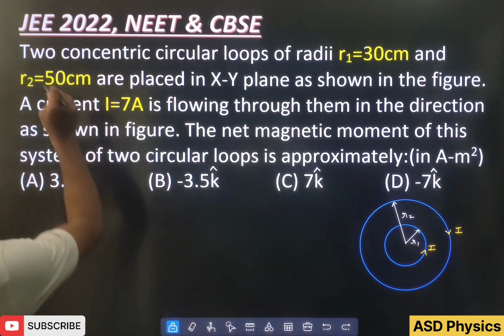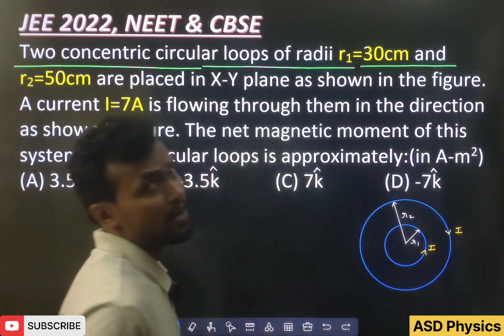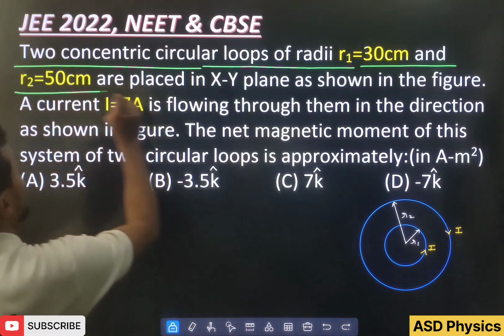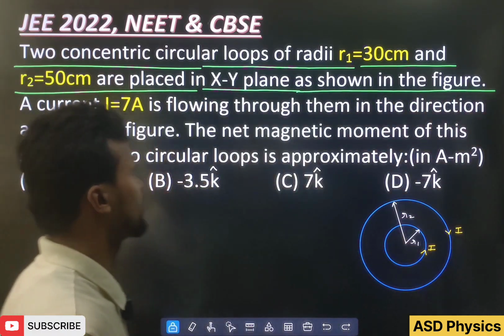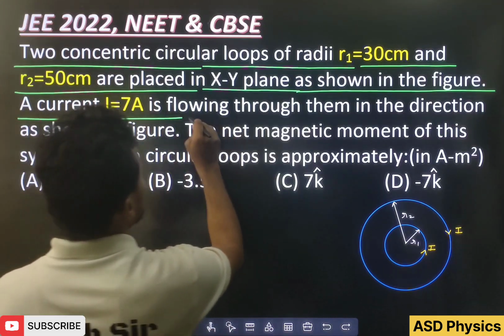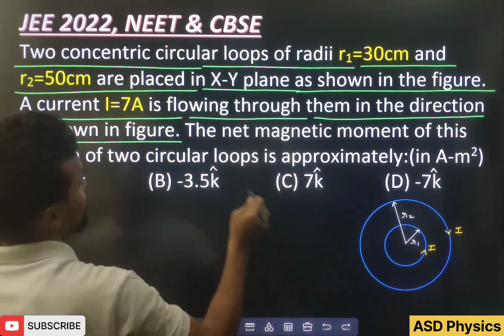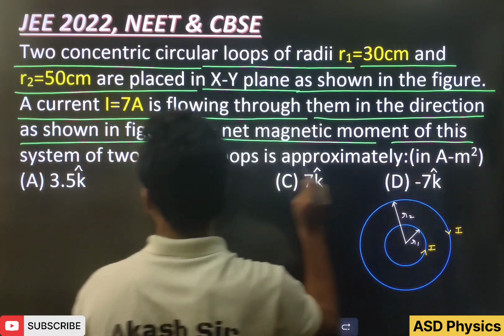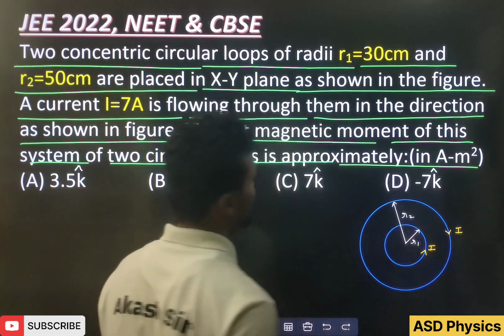Now a very basic question. Two concentric circular coils of radii R1 30 cm and R2 50 cm are placed in the XY plane as shown in the figure. A current of 7 ampere is flowing through them in the direction as shown in the figure. The net magnetic moment of this system of two circular loops is approximately how much?